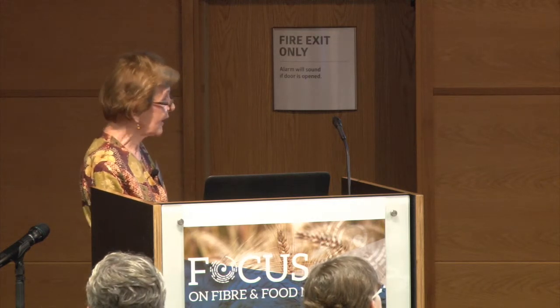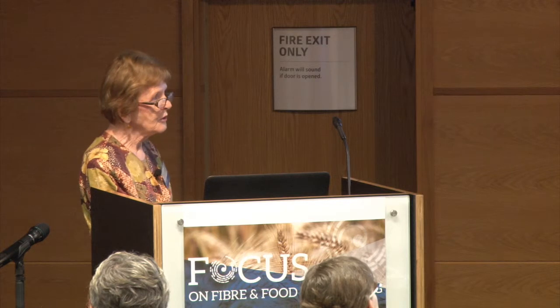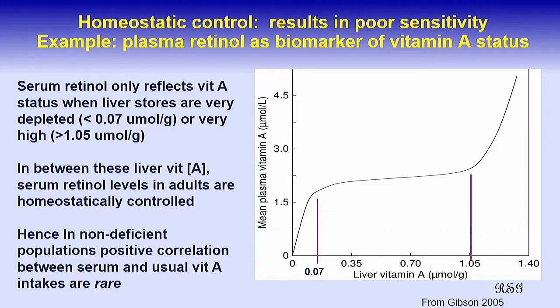Homeostatic control is another factor that we have to consider. The most well-known example, of course, is plasma calcium. Here I have an example of plasma retinol that's used in many countries as a biomarker of vitamin A status. What we see here from this figure is that serum retinol only reflects vitamin A status when our liver stores are either very depleted or very high. This means that in a country like New Zealand, where vitamin A deficiency is probably unlikely, serum retinol is not going to be a very sensitive biomarker of vitamin A status. So we're unlikely to see any correlations between serum retinol and usual vitamin A intakes.